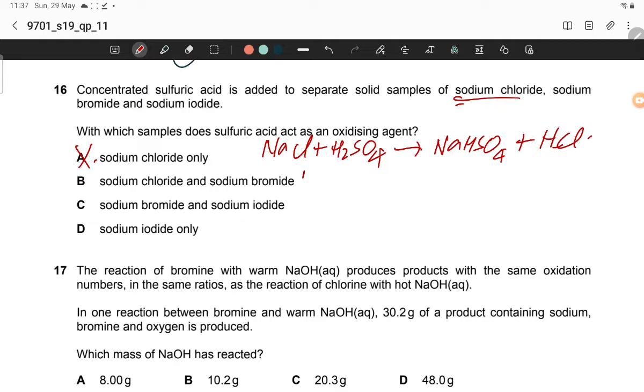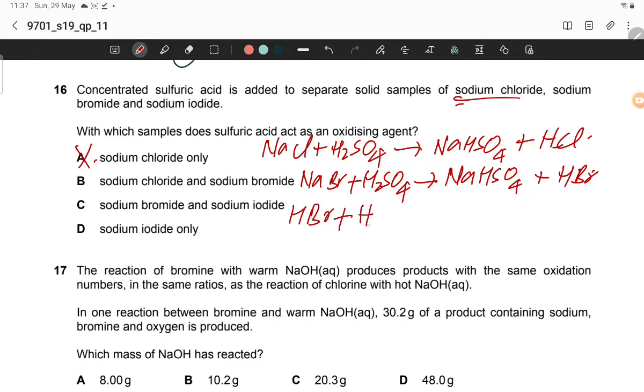Now sodium bromide plus H2SO4 forms NaHSO4 plus HBr. HBr is further oxidized by sulfuric acid to Br2 plus SO2 plus H2O. So sodium bromide is correct.